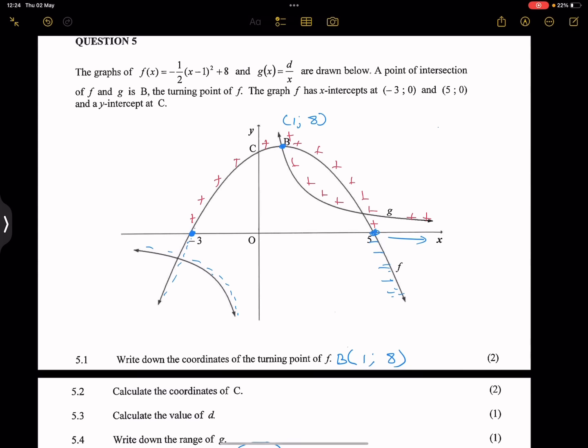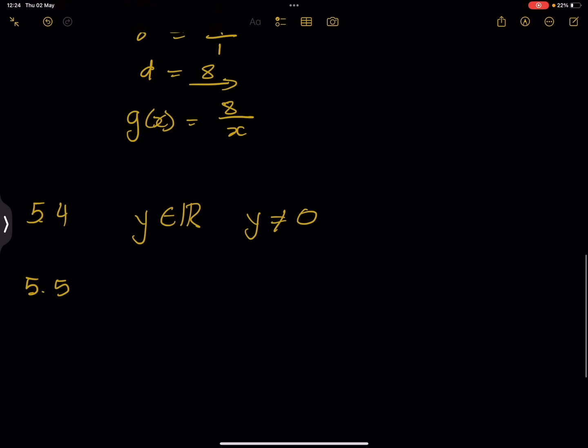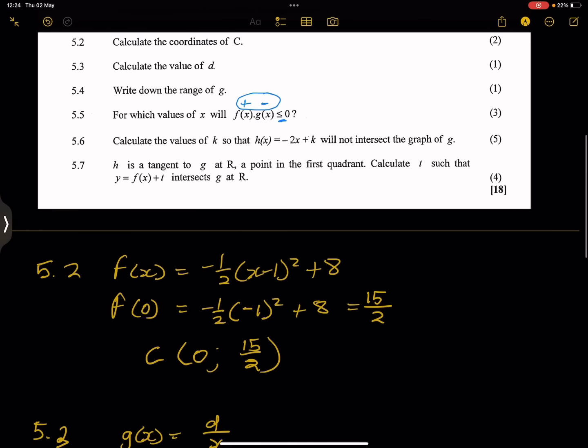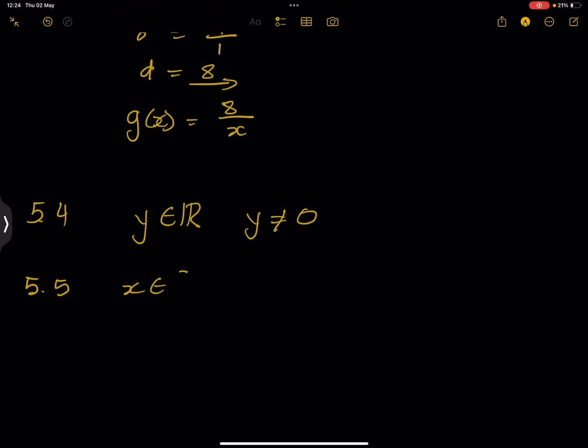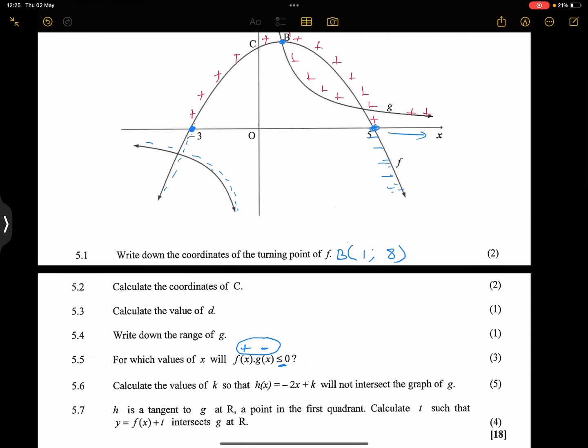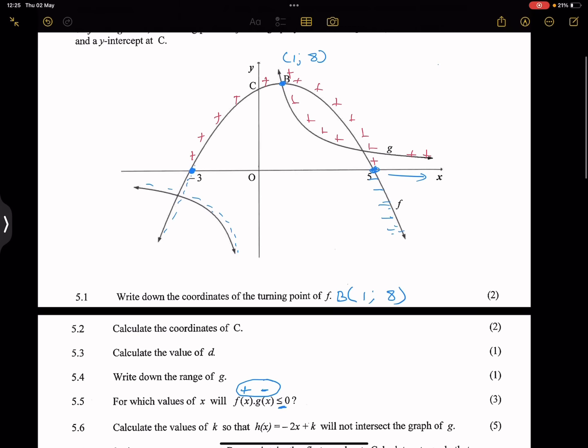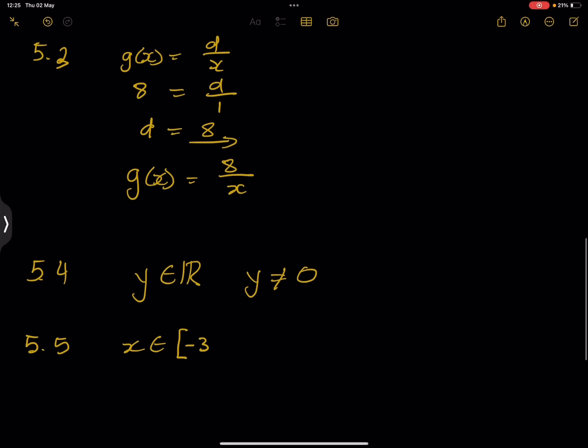Okay, so that would be x is an element of, now notice they said less than or equal to, right? So x is an element of -3, and I'm going to include it there because if I took the product, it would be equal to 0 at -3. They said less than or equal to. So from -3, all the way up until 0. But remember, the graph of g does not exist at 0, so this will be all the way till 0, which is excluded, okay?